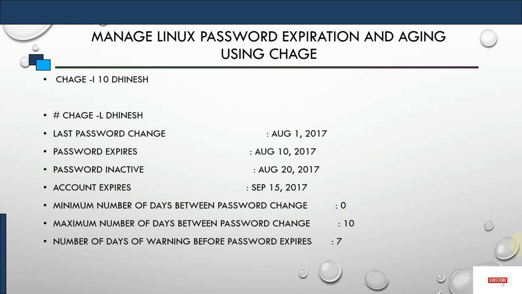Here you can see the last password change. We have just fired the command chage -l and the username. After that, you can see the detailed information related to password expiration and aging for that particular user. Last password change is on 1st of August, and then password expire. This is just an example. The password expire will be on August 10th. It means after 10 days the user's password is going to expire. Then what is password inactive? That is August 20th.